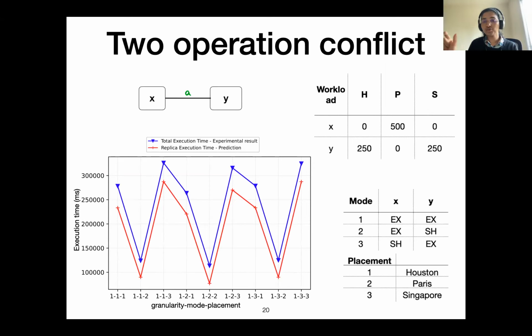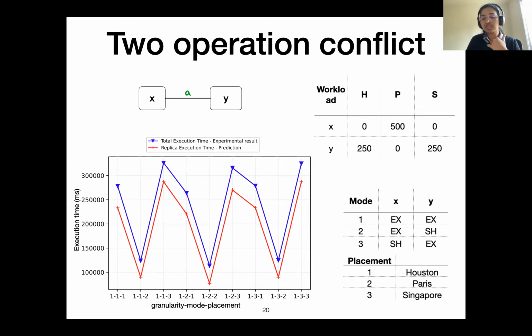So we have 2 operations here, conflicting on a single conflict. When we look at the workload, we can see that at a single place we have 500 operations in Paris, and the Y operation takes place distributed in Houston and Singapore.